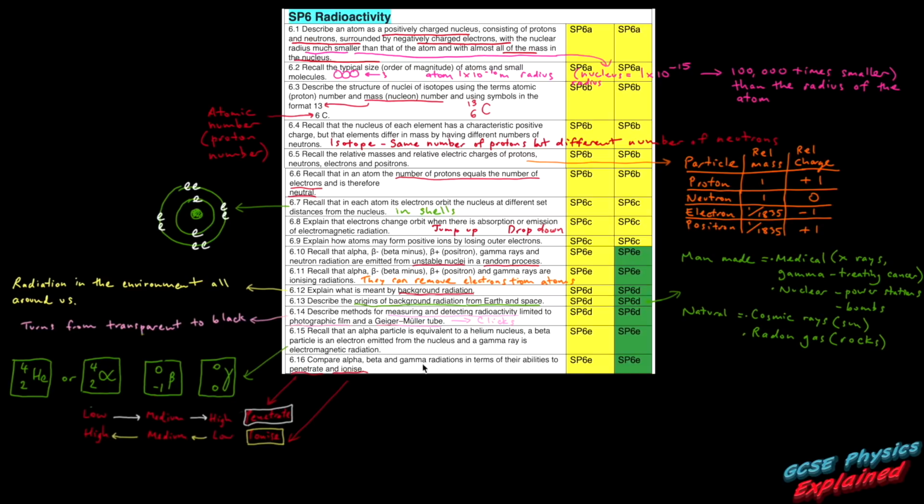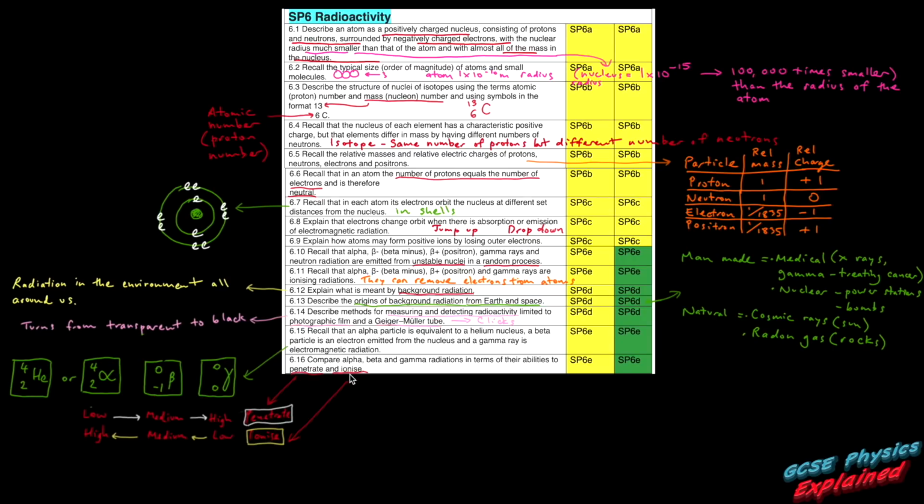Compare alpha, beta and gamma radiations in terms of their abilities to penetrate and ionize. So the penetration power of gamma is high, beta minus is medium, and alpha is low. So remember, alpha gets stopped by paper, beta gets stopped by a thin sheet of aluminium, and gamma, you need a thick sheet of lead, or meters and meters thick of concrete.